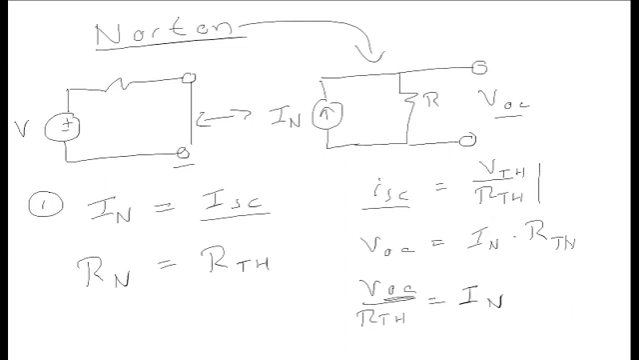When you use which one depends on what kind of things you're doing with your circuit. If you're interested in currents, Norton might be more appropriate. If you're interested in voltages, Thevenin might be more appropriate. It's up to you as the designer to figure that out. Let's go over some steps.